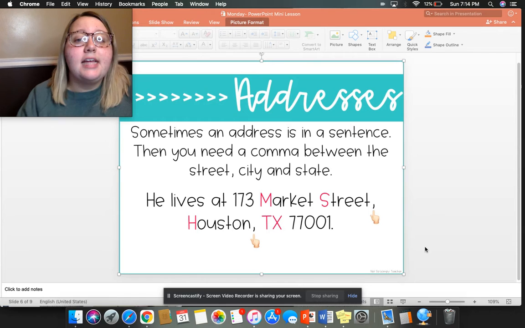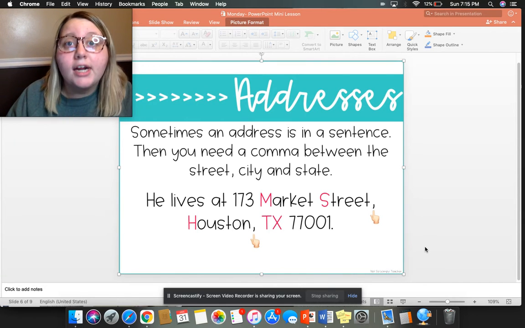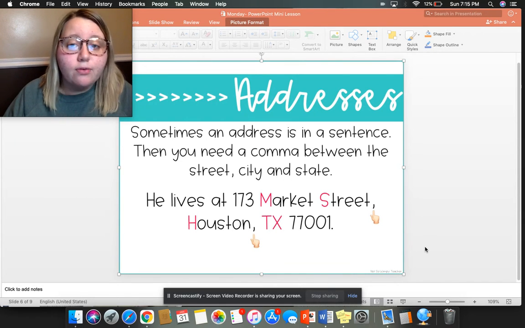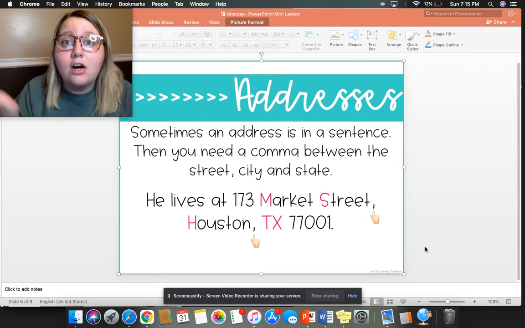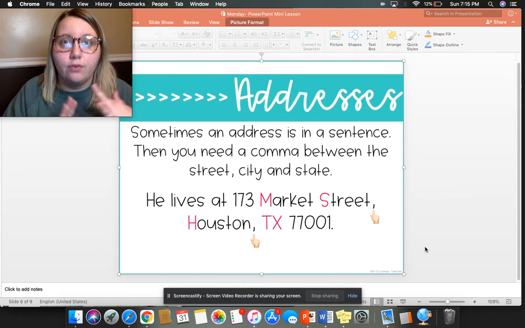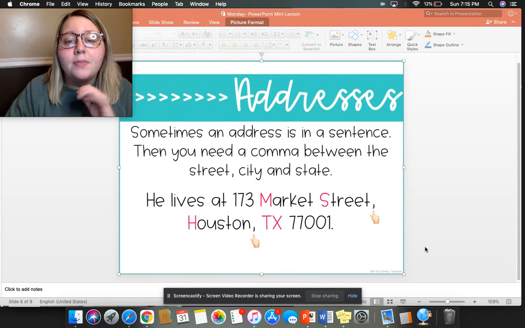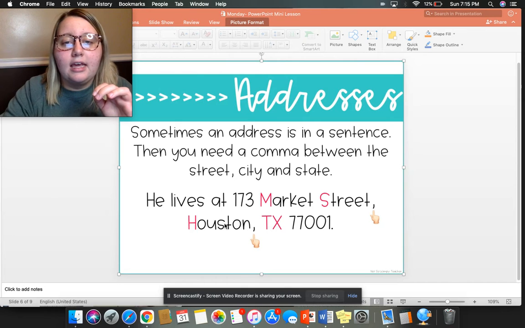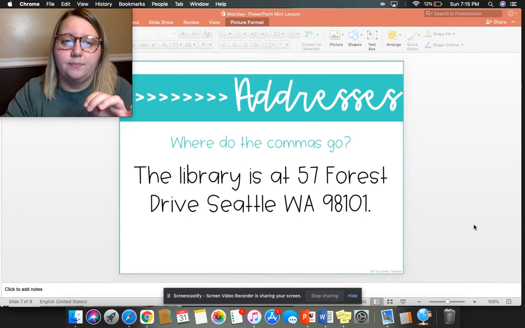Now, let's say it was 173 Market Road or 173 Market Drive. You would still add a comma after that drive or road or street. It doesn't matter if it says street or not. That's where you're going to add that comma. Only if it's in a sentence, okay? And then between the city and state.